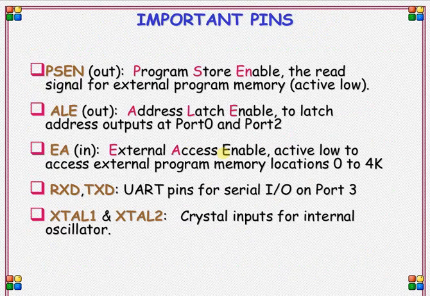Now coming to the other important pins, there's the program store enable, which is there to read the signal from the external program memory. The address latch enable is there to latch the address outputs at port 0 and port 2. There's the external access enable, which enables access to external program memory from location 0 to 4K. This simply means that if we apply 0 to this pin, P2 and P3 are used for the data and address transmission, and no regard of the internal memory is made there.